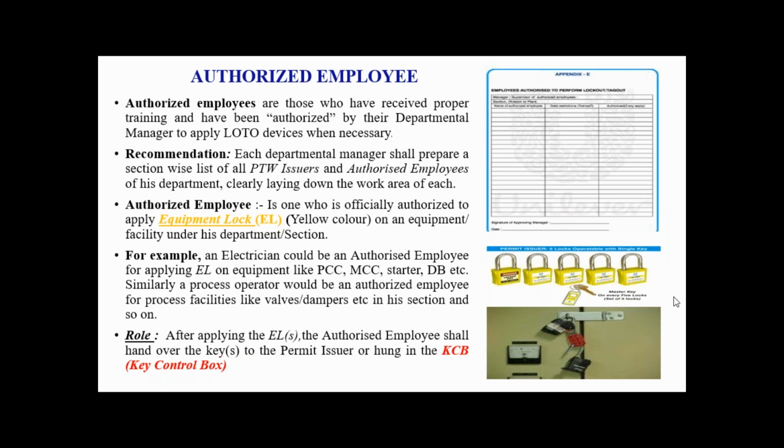So this is the appendix where the details of these authorized employees can be displayed and shared with all the employees in your organization. And these are the examples of this equipment lock, which is in the yellow color.